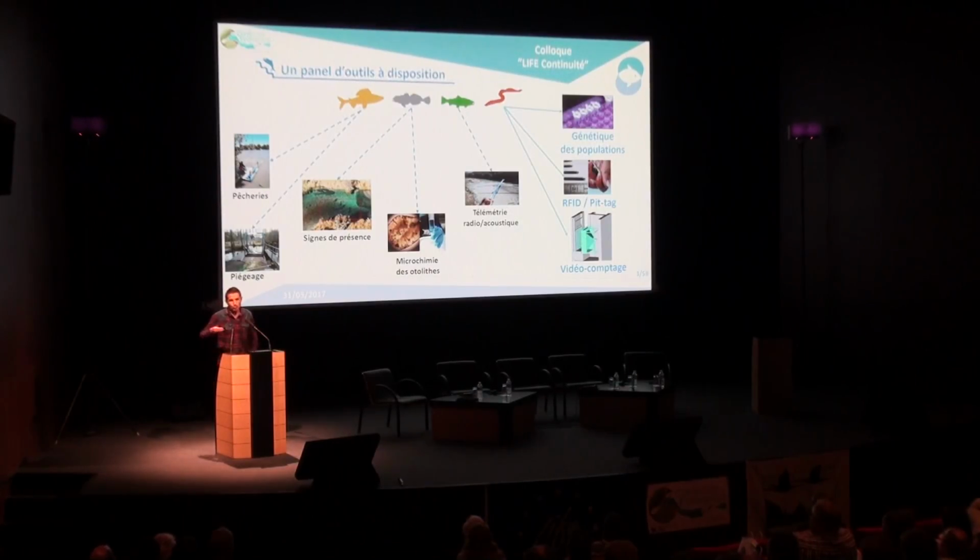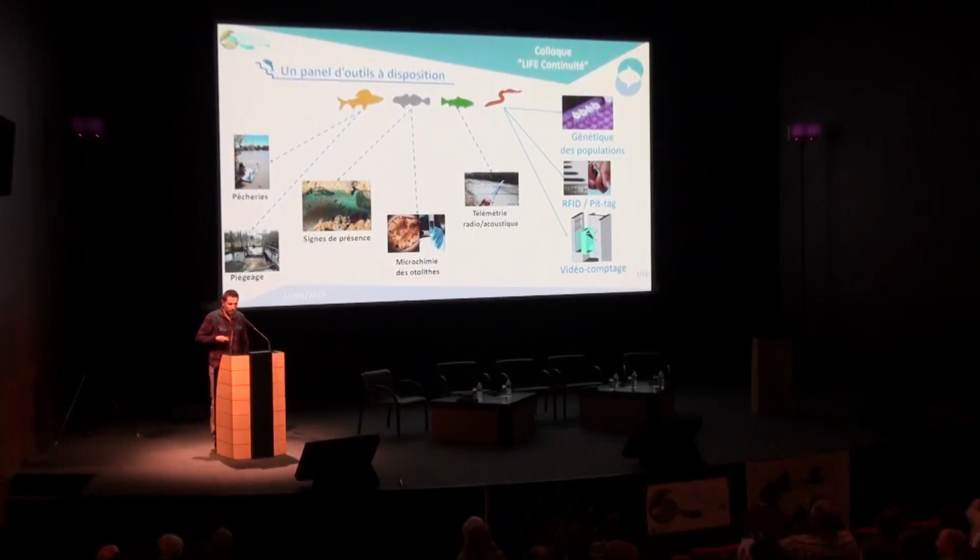Well, we have different tools today. We can look at fisheries, we can look at traps in the fish passes, we can tag, follow the presence. We can do a bit more complicated things like otolith microchemistry and remote radio and acoustic telemetry. And I'm going to present three possible tools: the population genetics, the PIT tags and RFID, and remote counting.